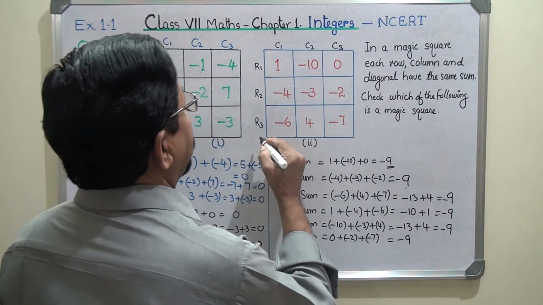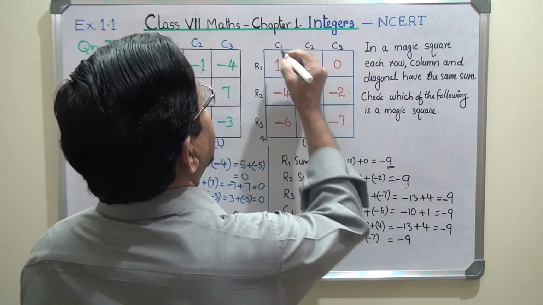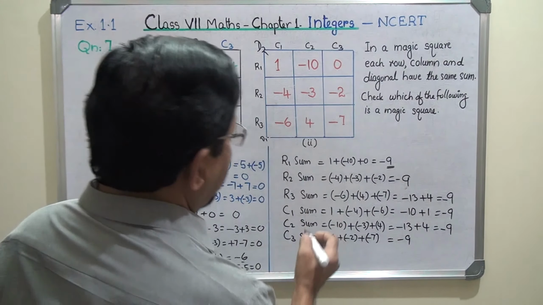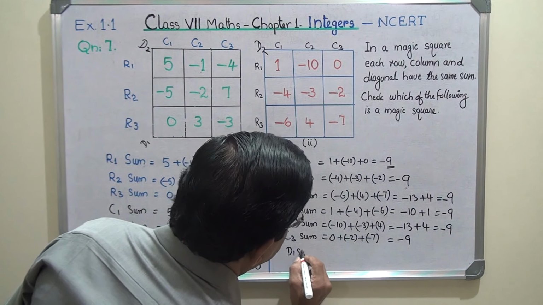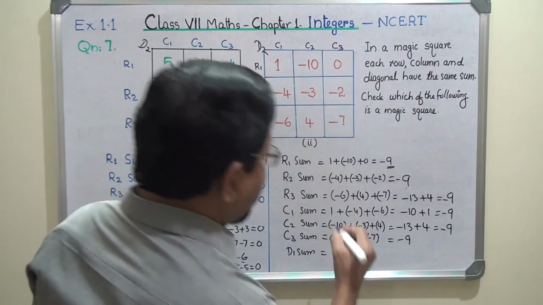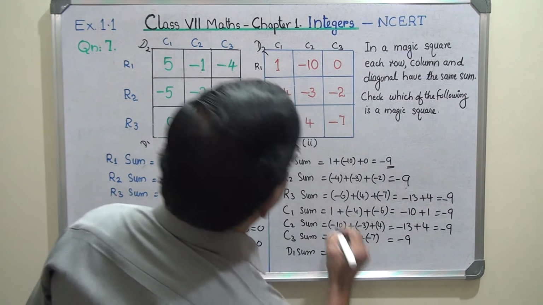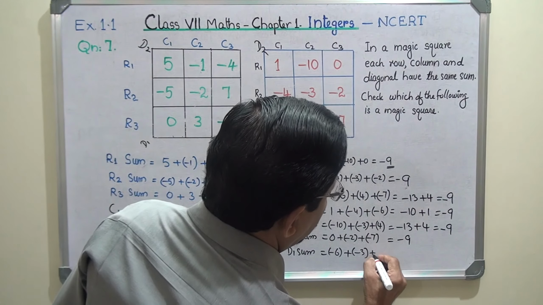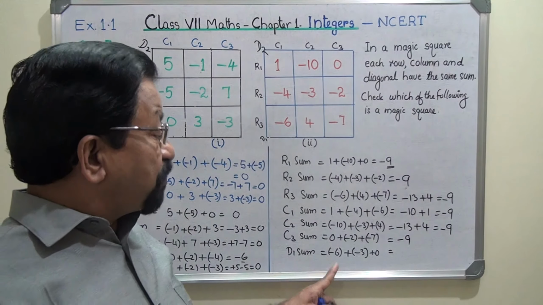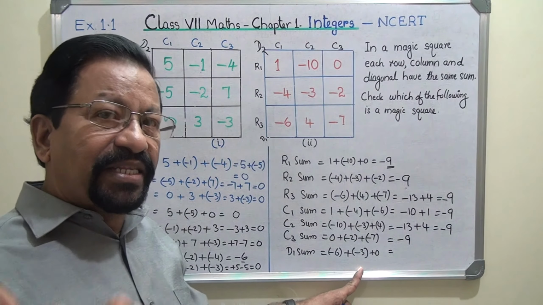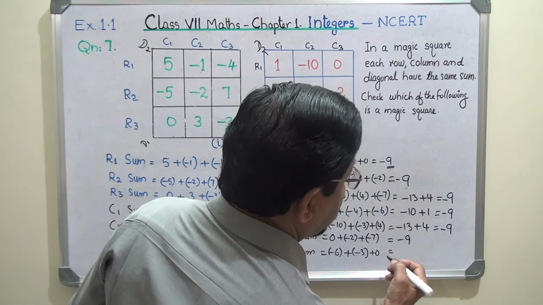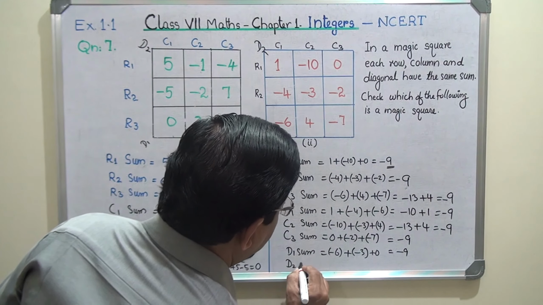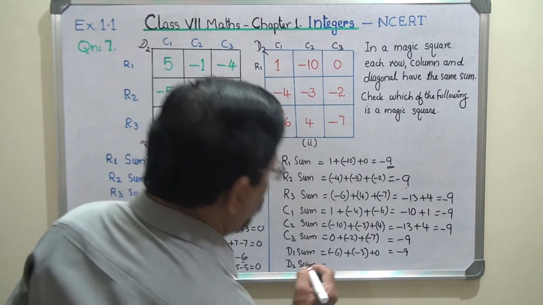Diagonal D1 of the second figure, and this is D2, from here to here or here to here, no issues. D1 sum equals minus 6 plus minus 3 plus 0. Minus 6 plus minus 3: the sum of 2 negative integers is a negative integer. Minus 6 plus minus 3 is minus 9, plus 0, minus 9 itself. So minus 9.